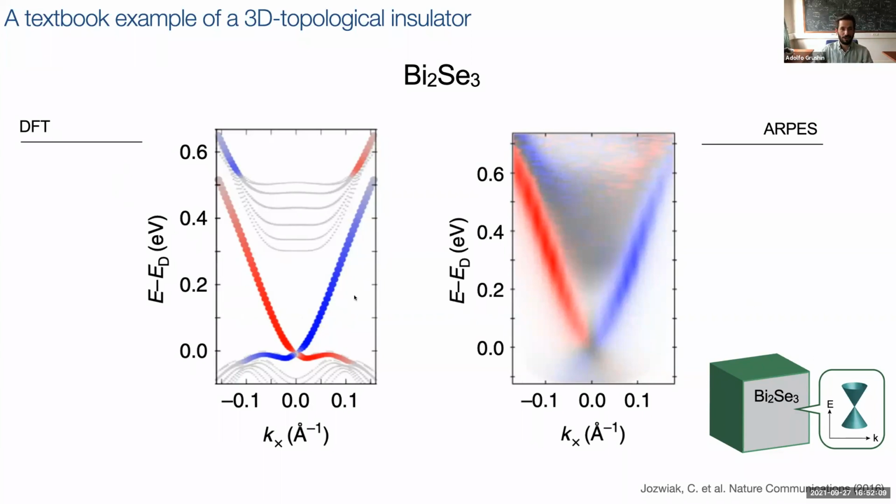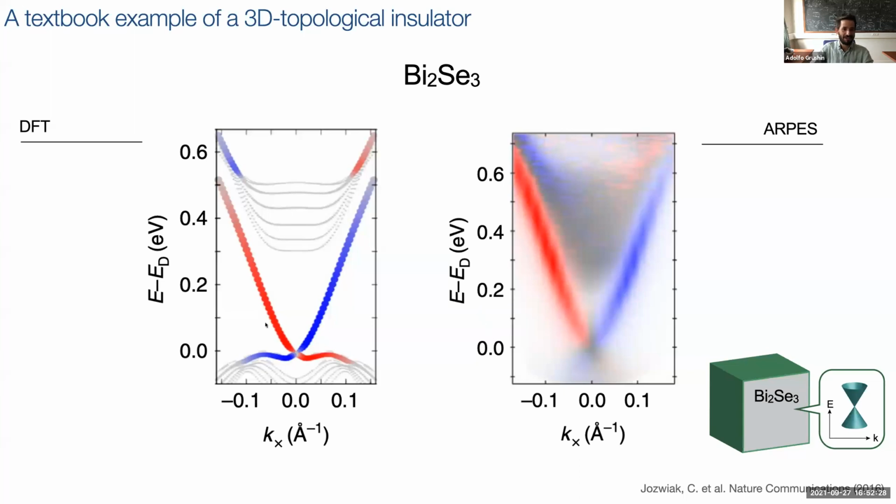Now, here you immediately see a problem. If you grow amorphous bismuth selenide and you want to plot a band structure, you cannot use K because K is not a good quantum number. So what do you do? How do you find a Dirac cone in an amorphous bismuth selenide using ARPES?